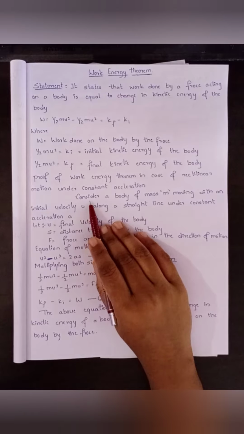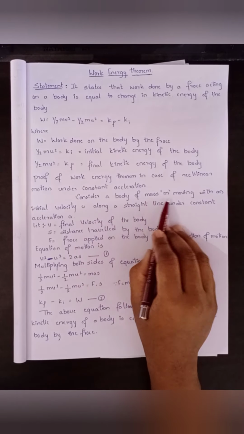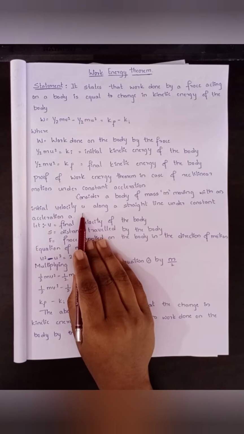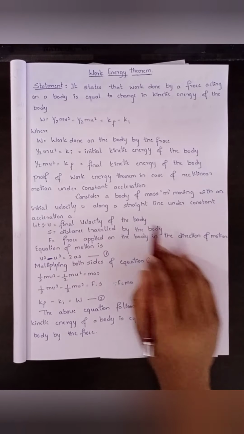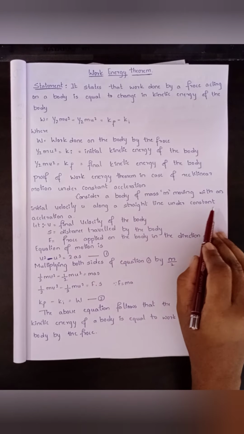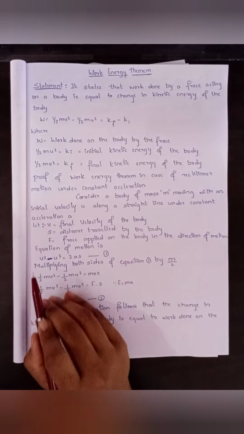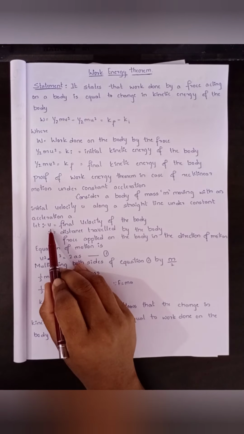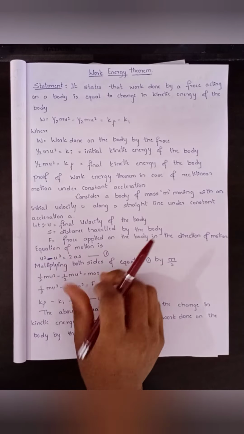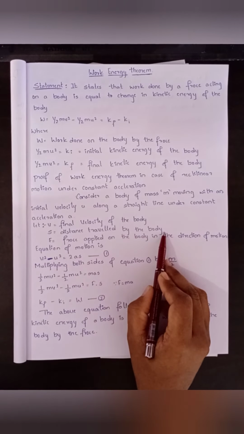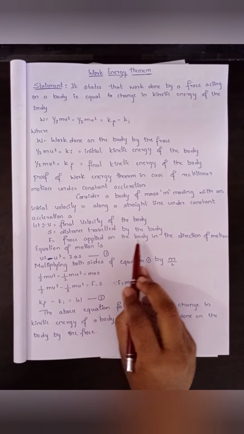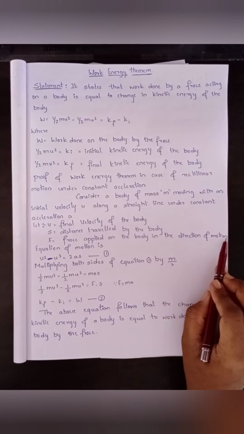So let us consider a body of mass m moving with an initial velocity u along a straight line, because it's a rectilinear motion, under constant acceleration. Let v be the final velocity of the body, S is the distance travelled by the body, and F is the force applied on the body in the direction of motion.